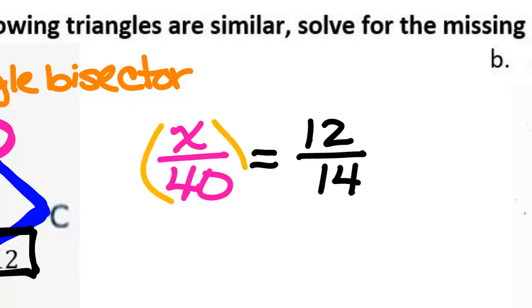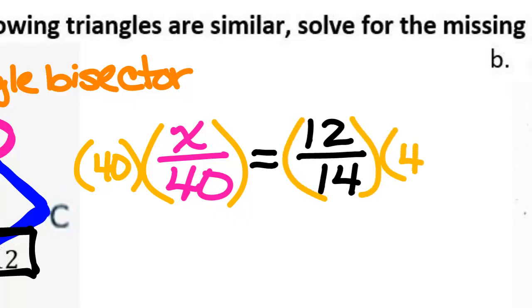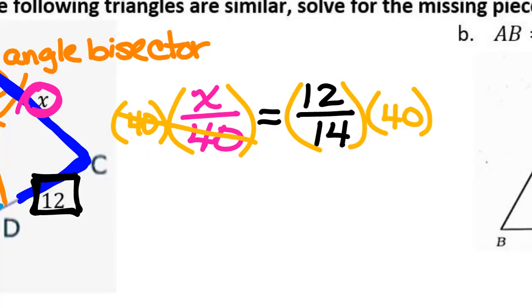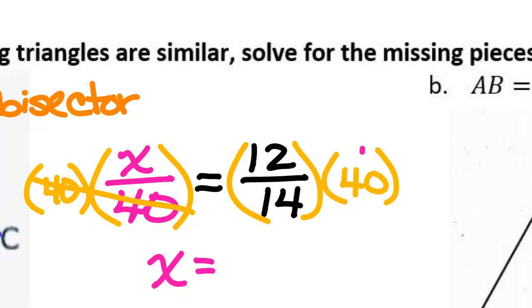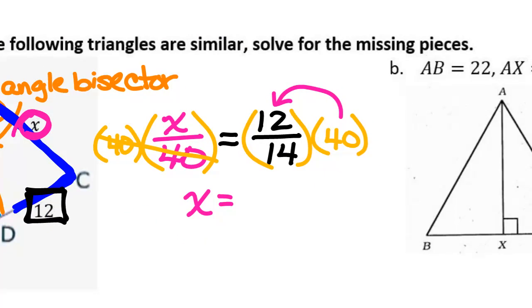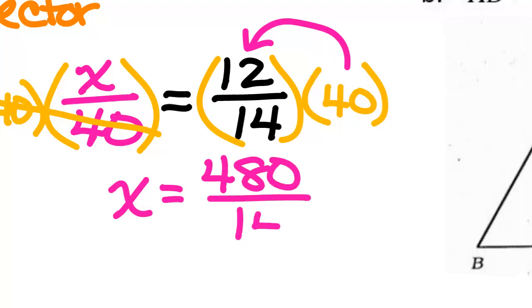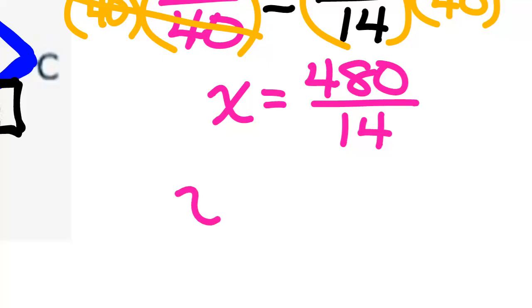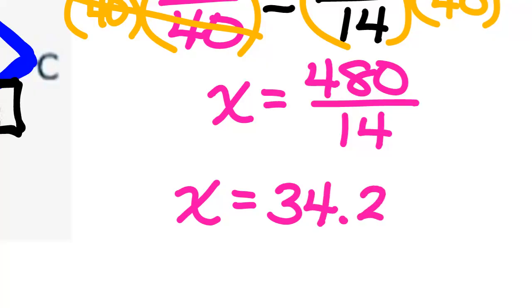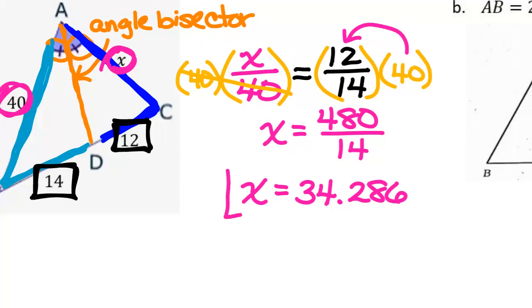Let's multiply both sides by 40. So I would have x equals 40 has to multiply to my numerator. What is 12 times 40? 480 over 14. Does this come out pretty? Nope, that's okay. You should get approximately 34.286, right around there. That's what you should see on your calculator.